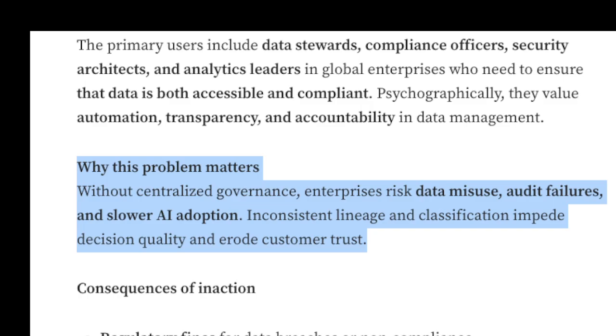So the problem is bigger not from the perspective of the user base, but from the perspective of how intense the risk is if the data is being misused or an audit gets failed, or we come to understand there's a data failure and we get to know that too late, when the damage has been done. So that is one of the problems.